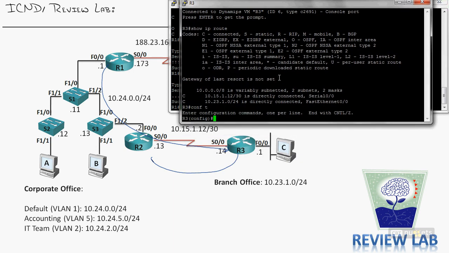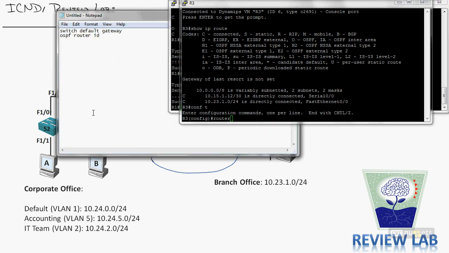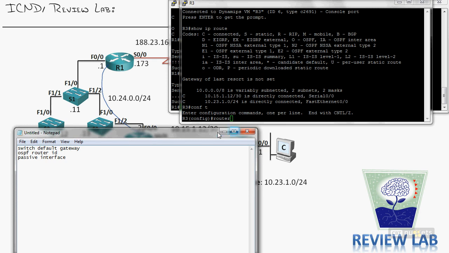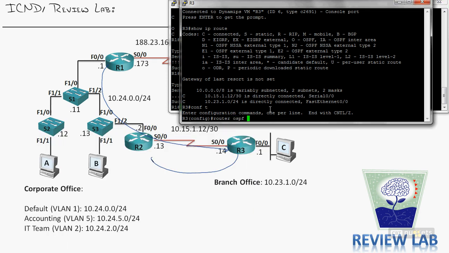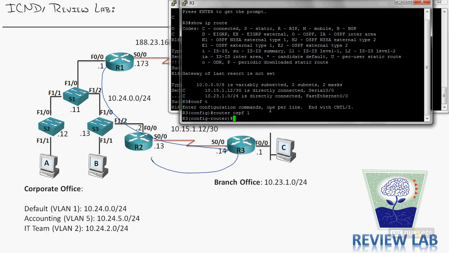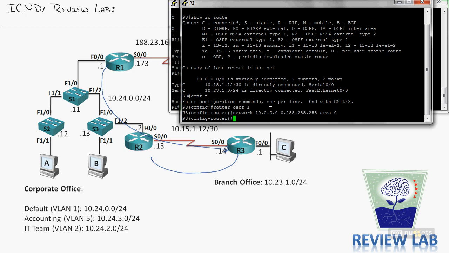Let's go into global config mode. And I'm thinking of more ideas for this lab, which will be fun. Passive interface. They just come to me as I go. Okay. Router OSPF 1. And I'm going to do network. Let's do it the same way, right? Network 10.0.0.0 0.255.255.255 area 0, right?